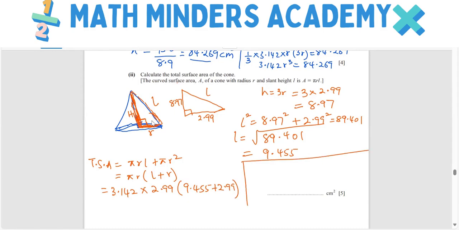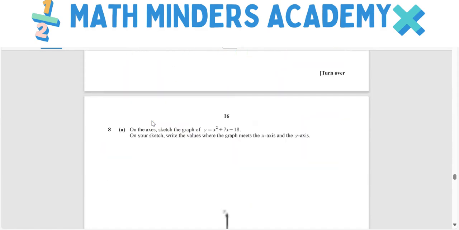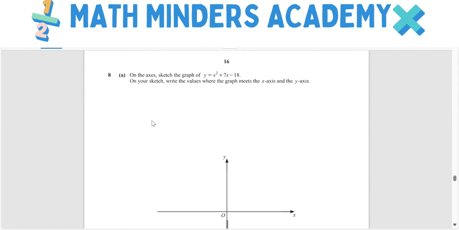So this total surface area, if we multiply out and add, everything here is going to give us 116.915, okay? Which to three significant figures is going to give us 117 square centimeters. So we enter 117 here. So we proceed to question number 8.